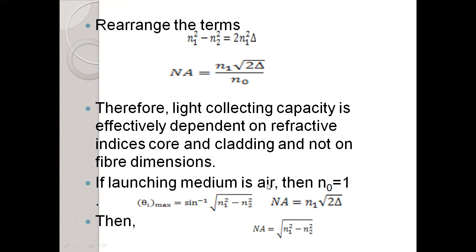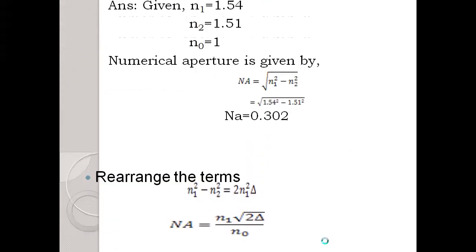If the launching medium is air, then its refractive index will be equal to 1. Then you can write your acceptance angle as sine inverse of the square root of n1 square minus n2 square, and numerical aperture as n1 square root of 2 delta. In terms of the refractive indices of core and cladding, the numerical aperture is the square root of n1 square minus n2 square.